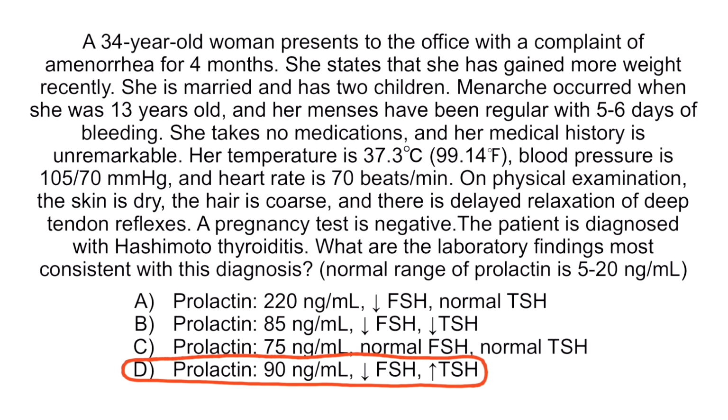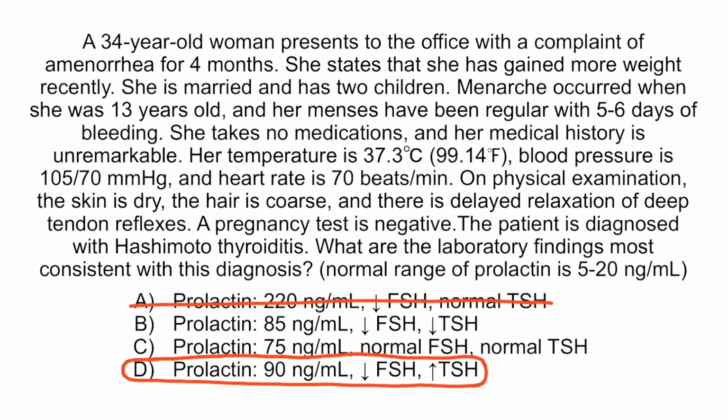Let's discuss why the other options are incorrect. In choice A, we have a prolactin level of 220, low FSH, and normal TSH. These findings are most consistent with a prolactinoma. A prolactin-secreting pituitary adenoma, or prolactinoma, is typically associated with serum levels of prolactin above 200 or above 100 on 2 repeated measurements. Elevated prolactin levels lead to decreased FSH, and TSH is usually normal unless the adenoma is large enough to compress the thyrotroph cells of the anterior pituitary. So choice A is incorrect.